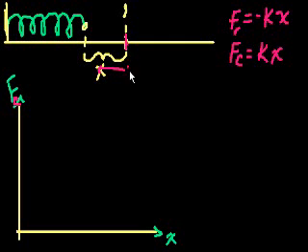This is where x is equal to 0. This is, say, x is equal to 0 right here. This is x equals 0. And say, this might be x is equal to 10, because we've compressed it by 10 meters. So let's see how much force we've applied. So when x is 0, which is right here, how much force do we need to apply to compress the spring? Well, if we give 0 force, the spring won't move.